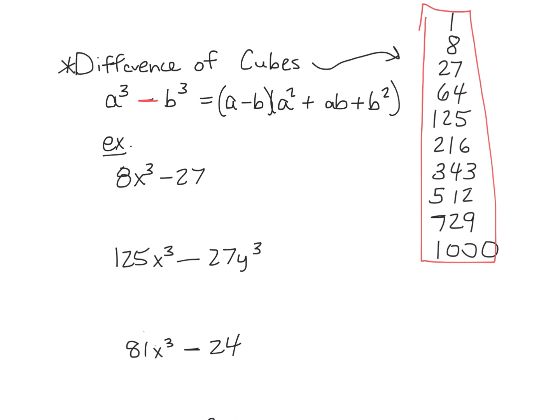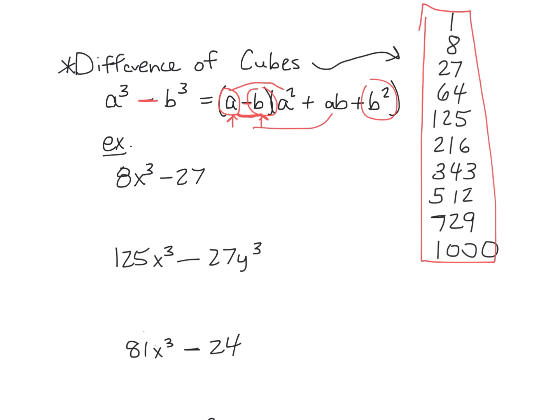To factor this, we take the cube root of the first term and the cube root of the second term, and the minus sign stays. And then we are going to square this term to get the a squared. We're going to multiply these two together to get the ab, and we're going to square this term to get the b squared.